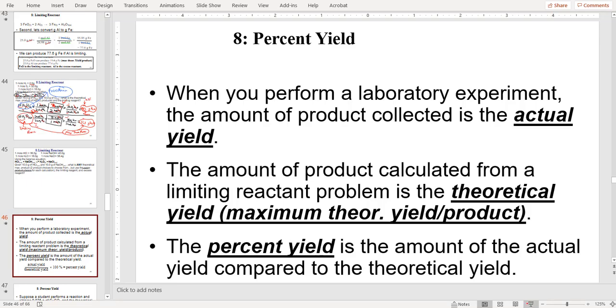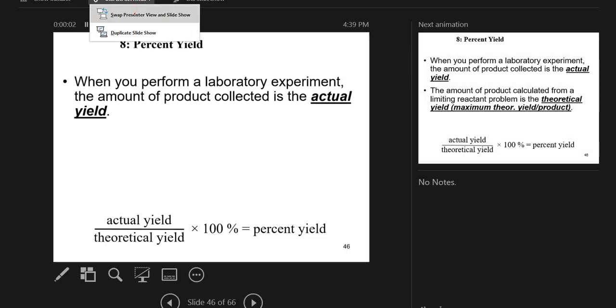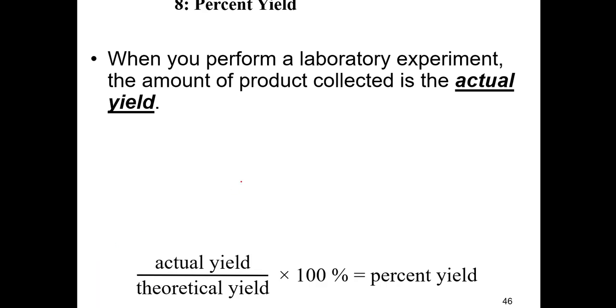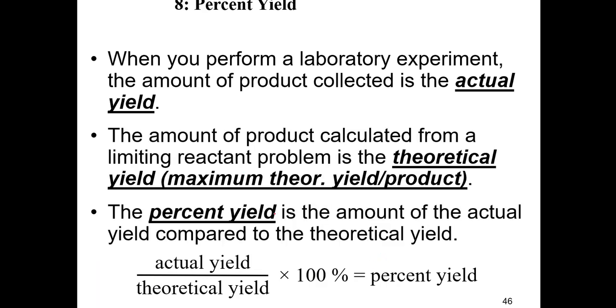We're going to get into percent yield. Percent yield is the amount of the actual yield compared to the theoretical yield. So actual is the experimental, and that's when you're actually in the lab itself mixing the chemicals, and then you're using the mass balance to figure out the amount of product you get. Theoretical, that's all the math that we do on paper.